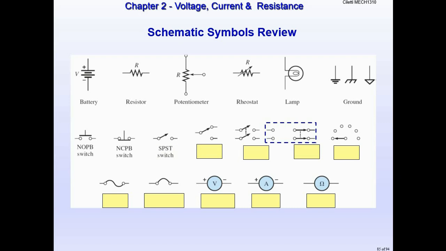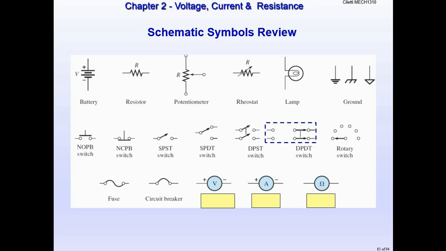This is a single pole, single throw switch. This is a single pole, double throw switch. This is a double pole, single throw switch. The dashed line here means that we're kind of combining these two together. So it's a double pole, double throw switch. We should know that this one's a rotary switch. And then we should know this is a fuse. This is a circuit breaker. This is a voltmeter. This is an ammeter. And this is an ohm meter. So those are the last three that we just did, learning how to use the multimeter when we do this. So you should hopefully know all those symbols along with any of the other ones I talked about.